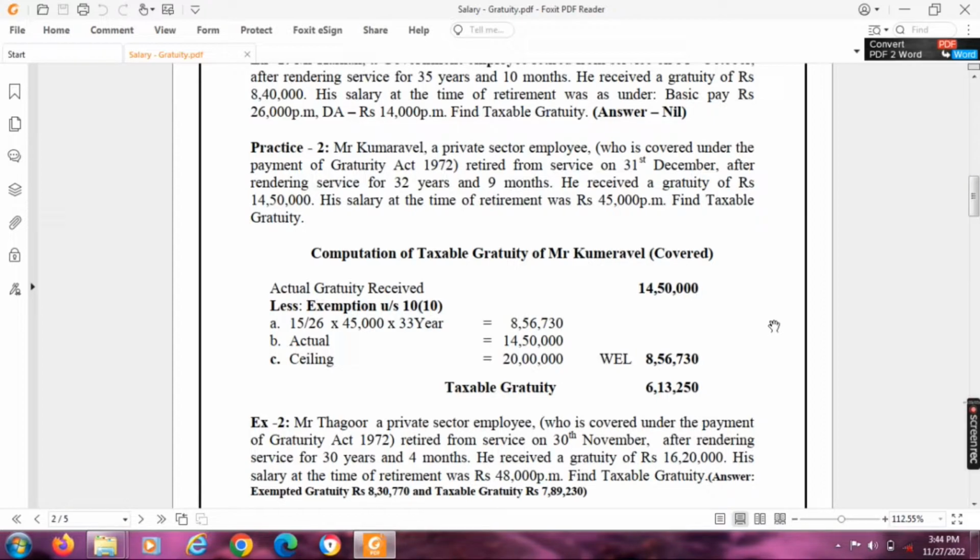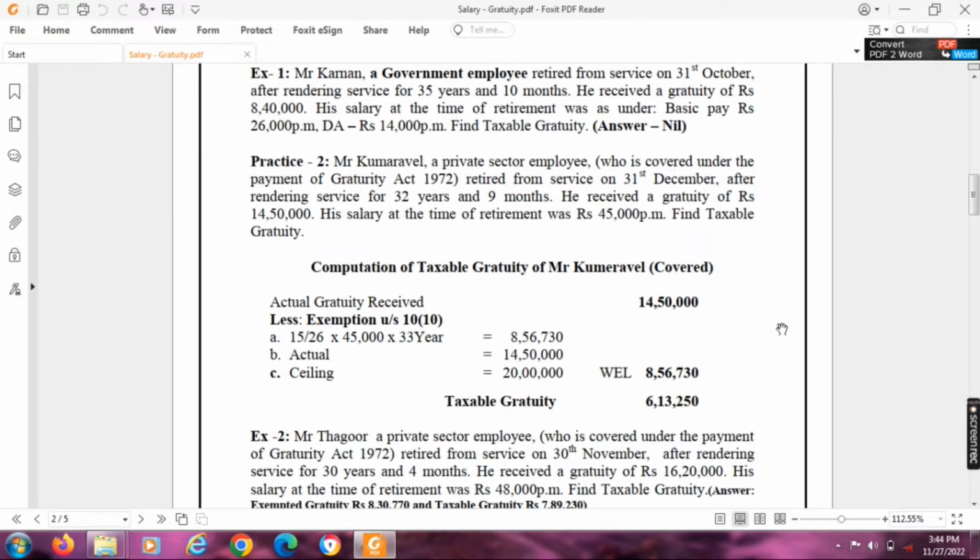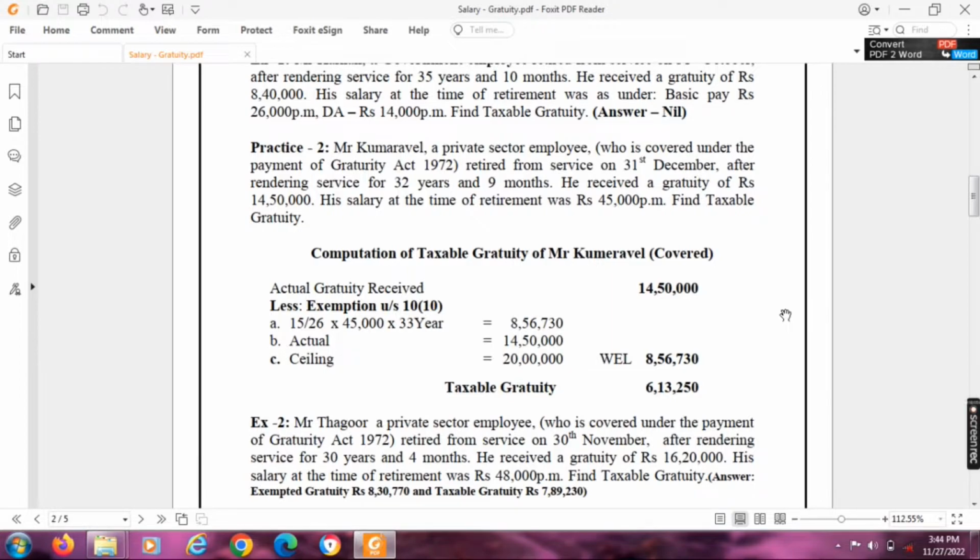Computation of taxable gratuity of Mr. Kumaravel, who is covered. Actual gratuity received 14,50,000, less exemption under Section 10, Subsection 10: 15 by 26th part of last drawn salary into completed years of service, 32 years and 9 months, which will be treated as 33 years, amounting to 8,56,730. Actual 14,50,000. Ceiling 20 lakh. Whichever is least is exempted from the actual, so the balance only is taxable. In the same pattern, the listeners can practice exercise 2.